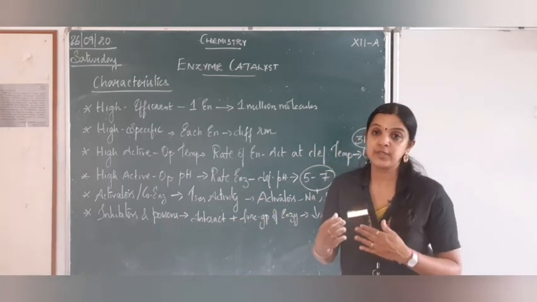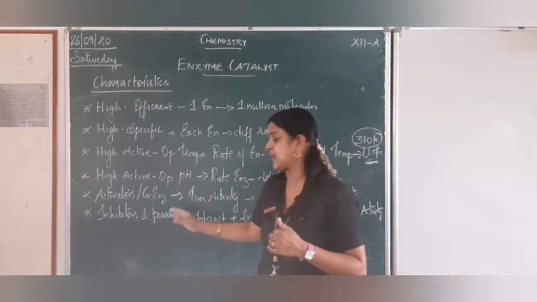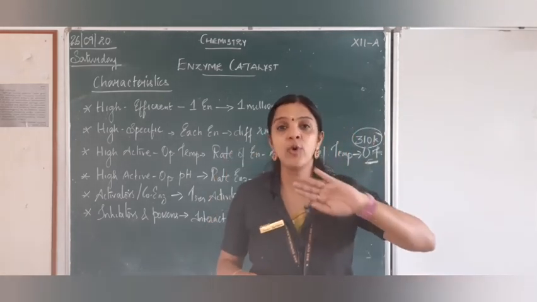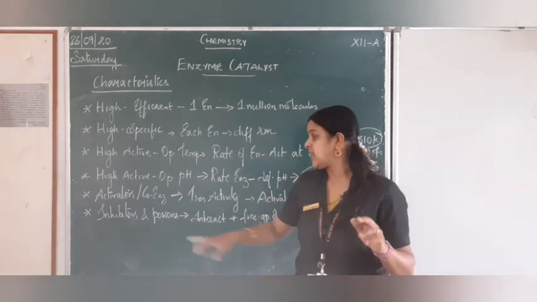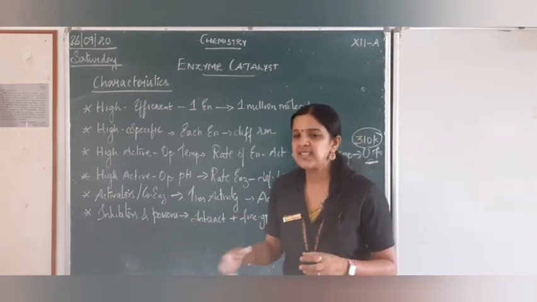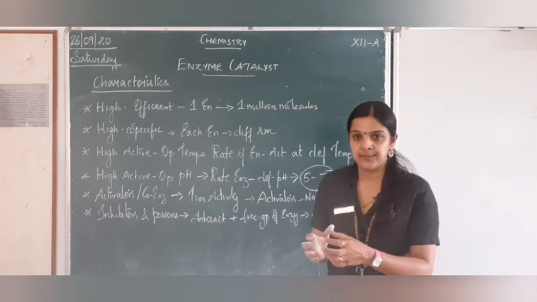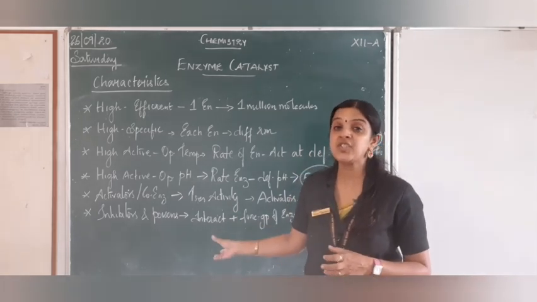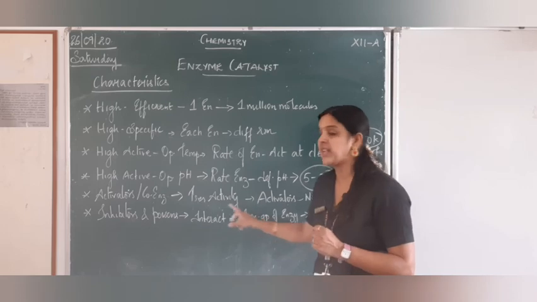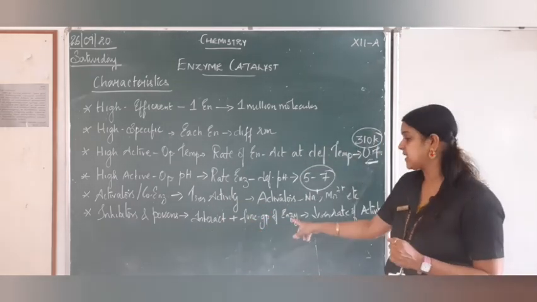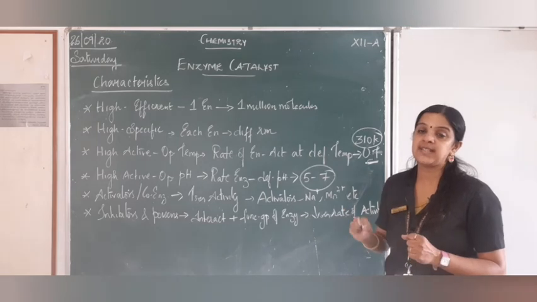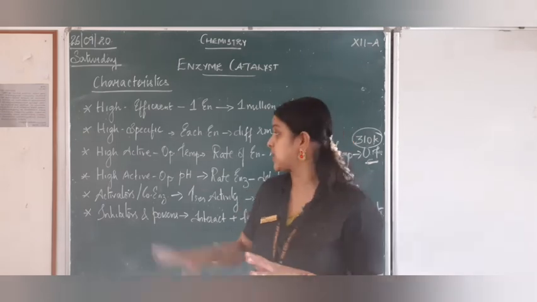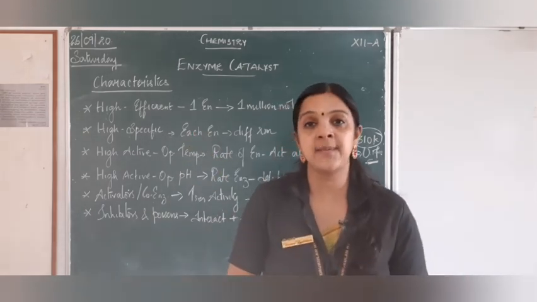But the opposite happens with the influence of inhibitors and poisons. Inhibit means stop, avoid, prevent, right? Inhibitors and poisons start interacting with this enzyme catalyst. There are functional groups present in this enzyme catalyst, because I told you they are nitrogenous organic compounds. When they react with these poisons or inhibitors, the reactivity of the enzyme catalyst decreases, and the rate of reaction decreases. So these are the most important characteristic features of enzyme catalysts.